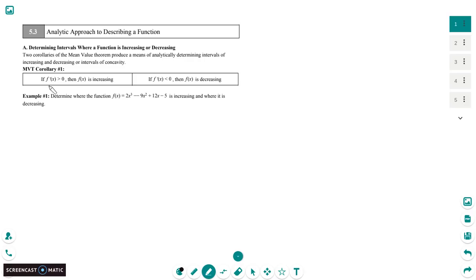There's a corollary to the mean value theorem that states that we can find where the function is increasing, and that occurs when the first derivative is positive. So if the first derivative is positive, f of x should be increasing, and if f prime of x is less than 0 or negative, then the function f of x will be decreasing. Well, here's the main idea for that.